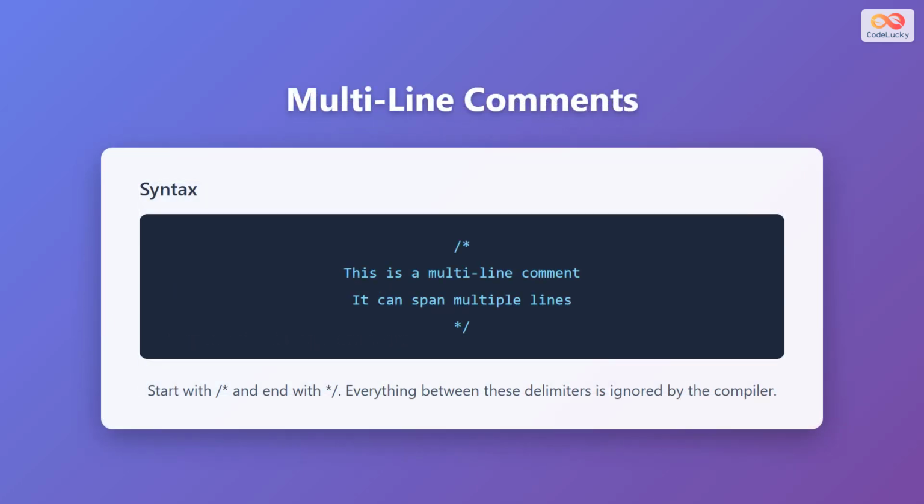Now let's look at multi-line comments. These are perfect for longer explanations. The syntax starts with a forward slash followed by an asterisk. You can write as many lines as you need. Then, you close the comment with an asterisk followed by a forward slash. Everything between these delimiters is ignored by the compiler.